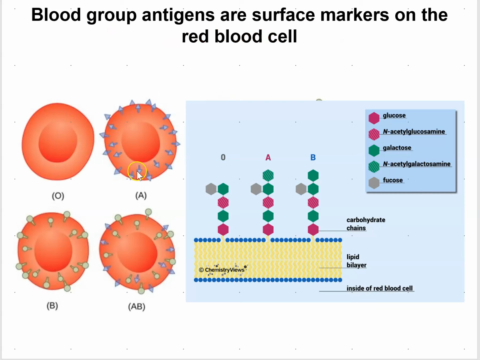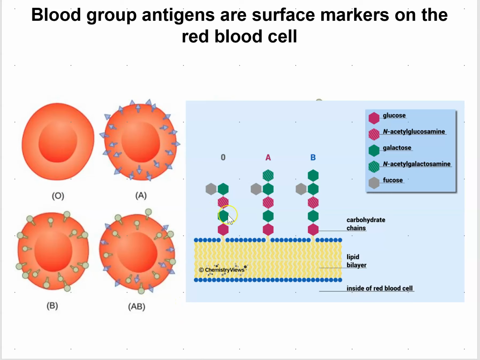Blood group antigens are basically surface markers on the blood cells. A person with type A blood has type A antigens on the surface. A person with type B blood has type B antigens on the surface. A person with type AB blood has both A and B antigens on the surface.